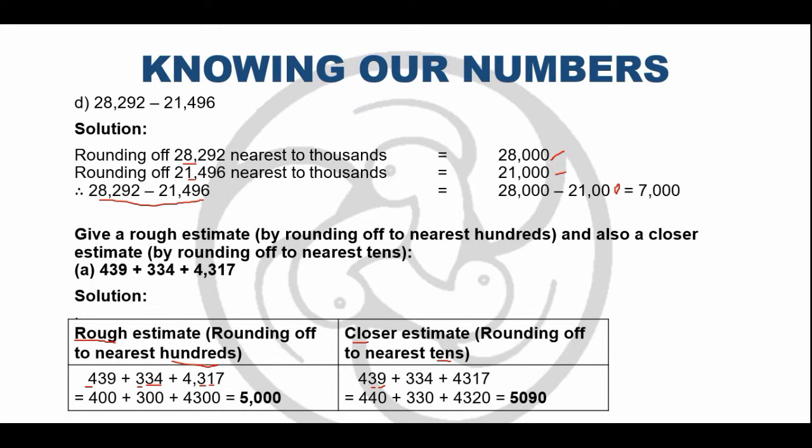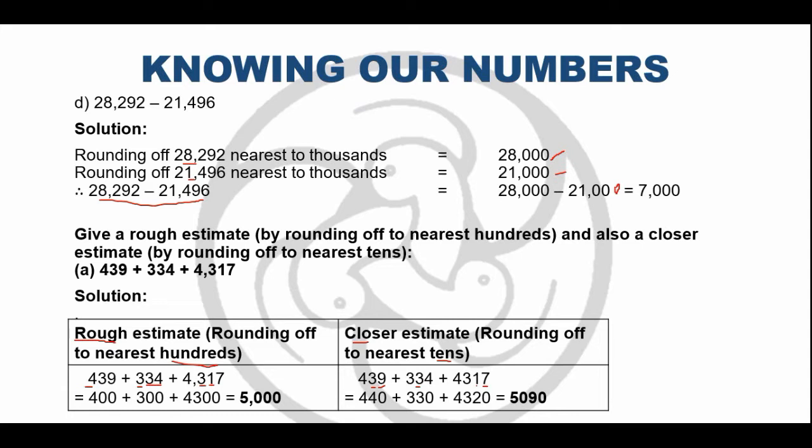So 440 plus what is in the 10th position? 3. So you have to look at the right side number, that is 4. 4 is less than 5. So you have to write the number as it is, 330 plus what is in the 10th position? 1. You have to look at the right side number, that is 7. It is greater than 5. That means we have to add 1 to the place value of 10. So it will become 4320.